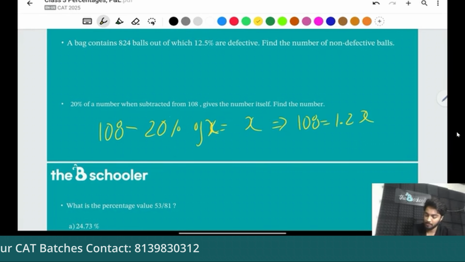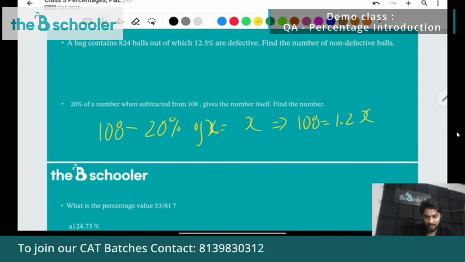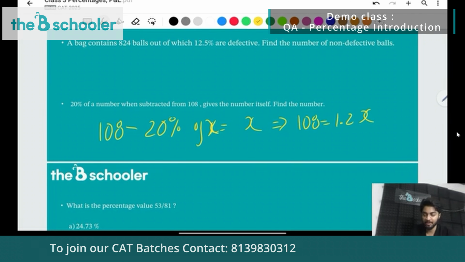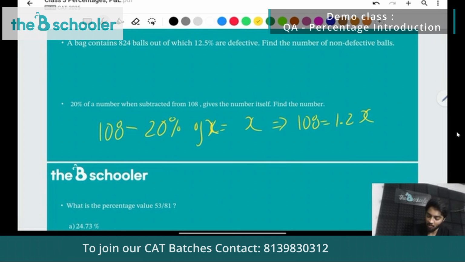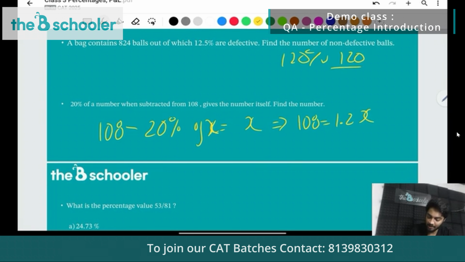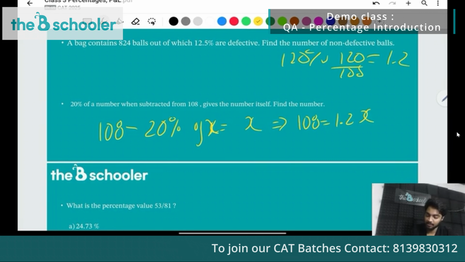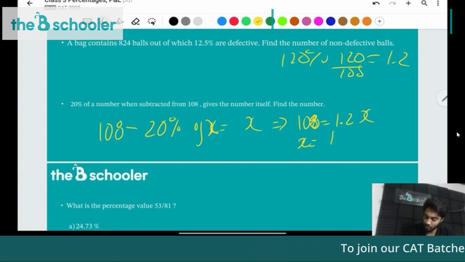I'll tell you why. Again, you know that this minus 20% will become plus 20%, and 100% plus 20% is going to be 120%. 120% is nothing but 120 by 100, which is nothing but 1.2. Correct? So 108 you can write as 1.2x. 108 equal to 1.2x, so you will get x equal to 108 divided by 1.2.